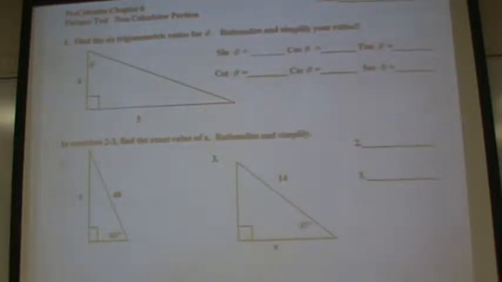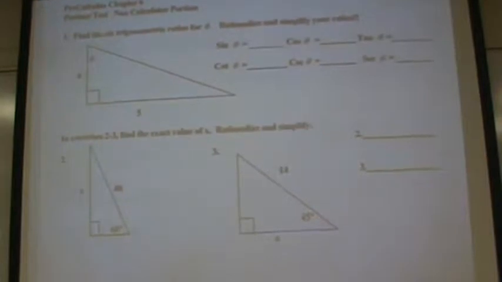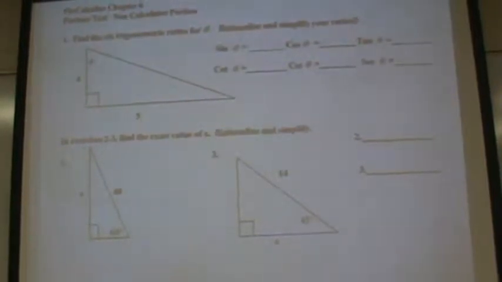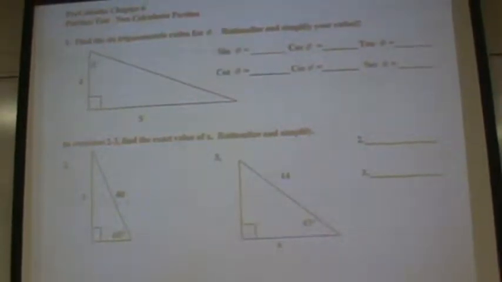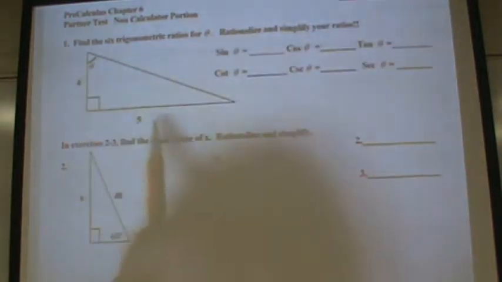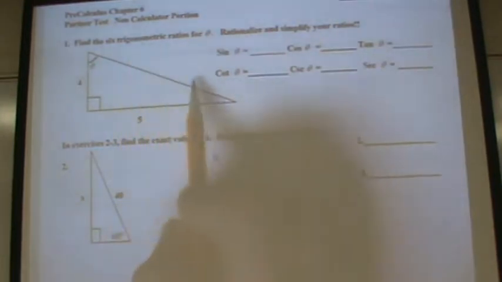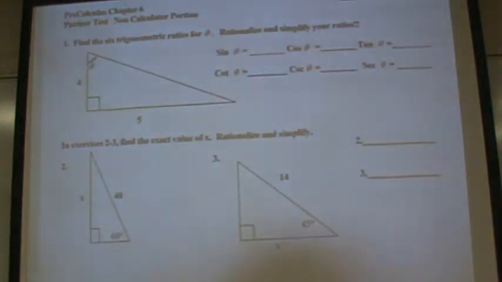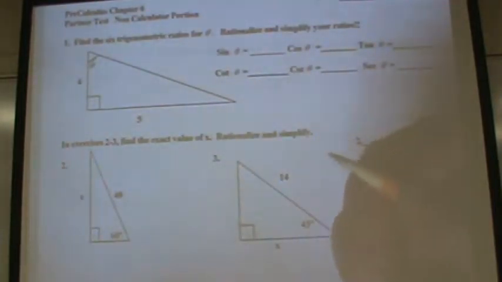So question number 1 wants you to find the 6 trigonometric ratios for theta. And you need to rationalize and simplify the ratios. So, in the picture, our theta is up here at the top. We're given the shorter side and the longer side. We need to find the hypotenuse in order to find the ratios. So to find the hypotenuse, we're going to use the Pythagorean theorem.